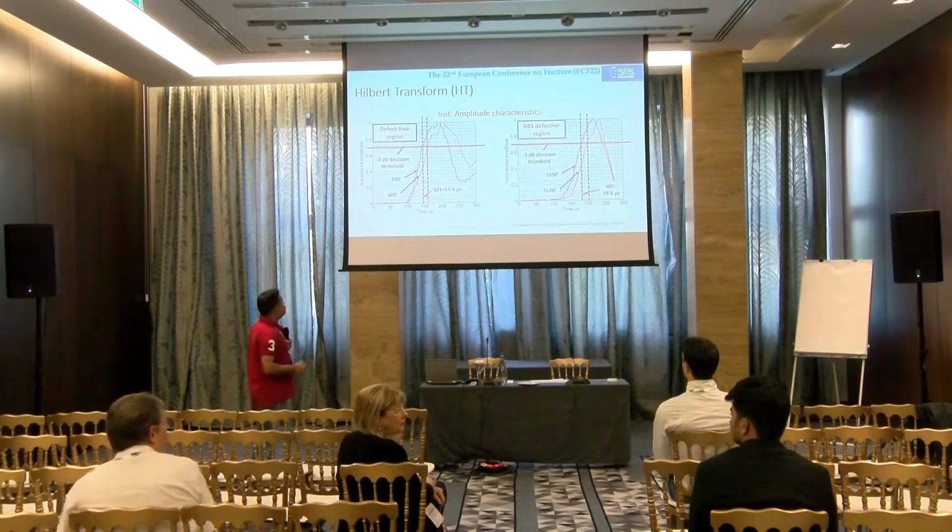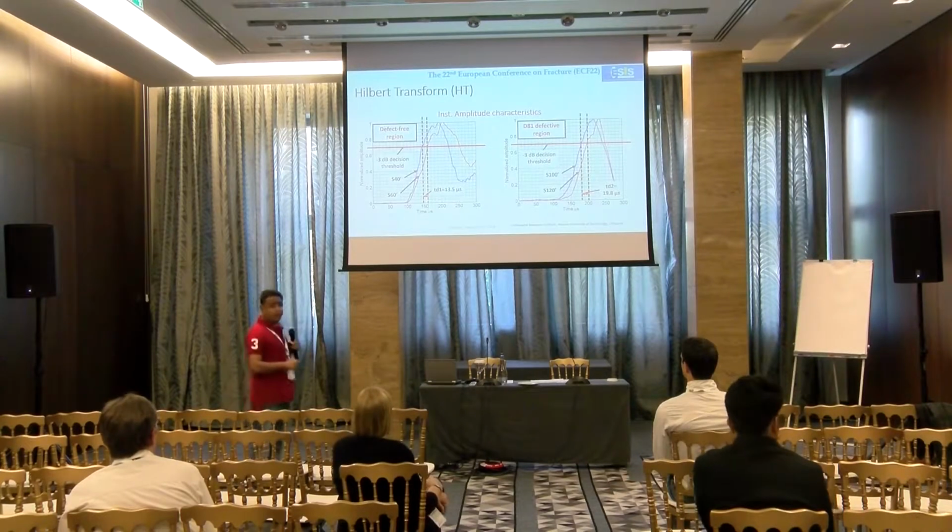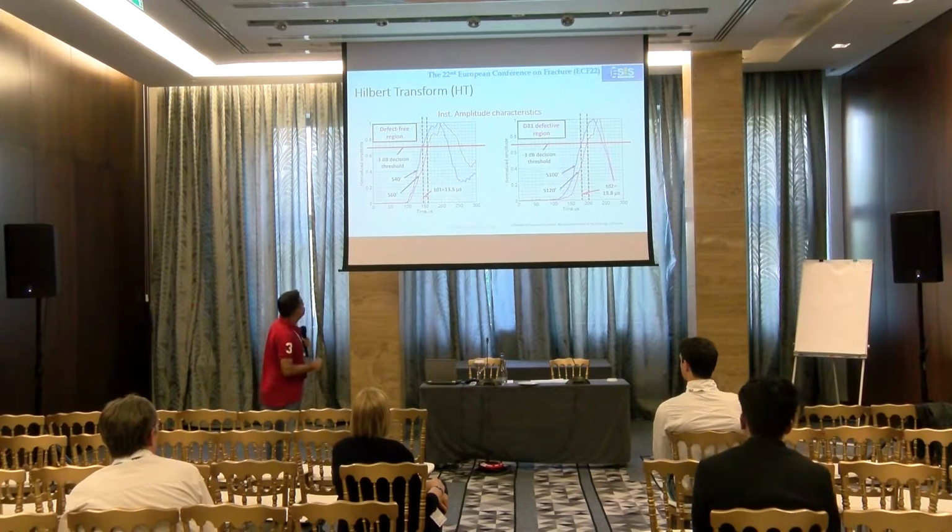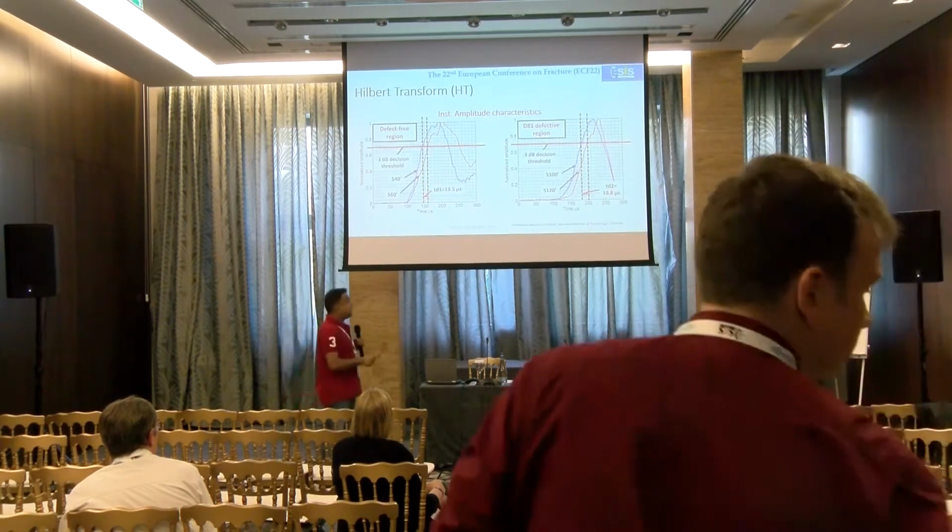So after regenerating the signal, we applied the Hilbert Transform to find the instantaneous amplitude characteristics. So this is the instantaneous amplitude characteristics. In the defect-free region, there are 2 signals, S40 and 60, and similarly in the defective region. Okay, after applying the minus 3 dB threshold, we can clearly observe the time interval between 2 signals in defect-free region and also time interval between 2 signals in defective regions.